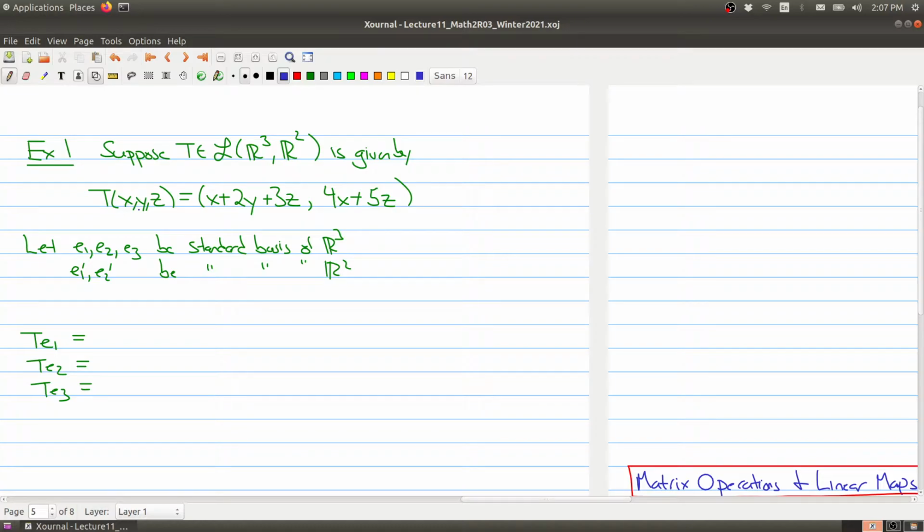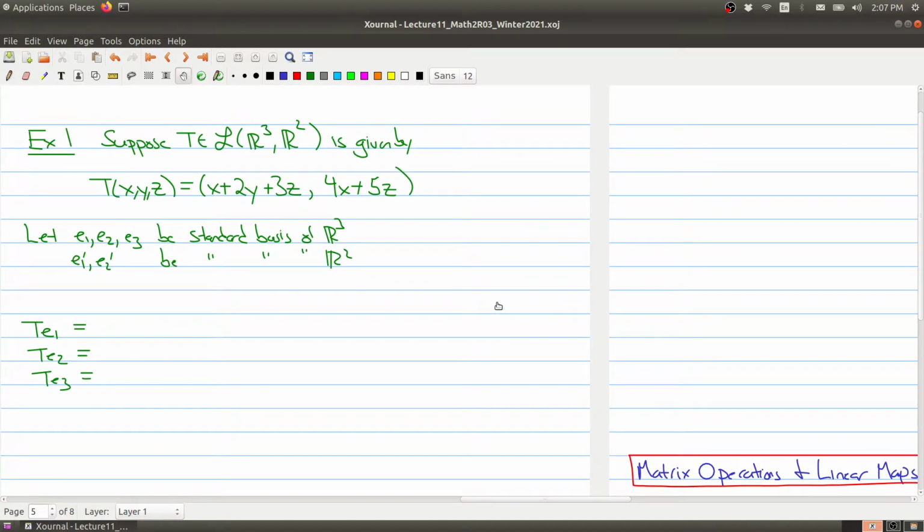I take the triple x, y, z, and the first coordinate of it is going to be x plus 2y plus 3z, and the second coordinate is just going to be 4x plus 5z. Now you probably actually have enough information from Math 1B03 to answer this, but I want to show you how we're going to answer it using what we described in the last part.